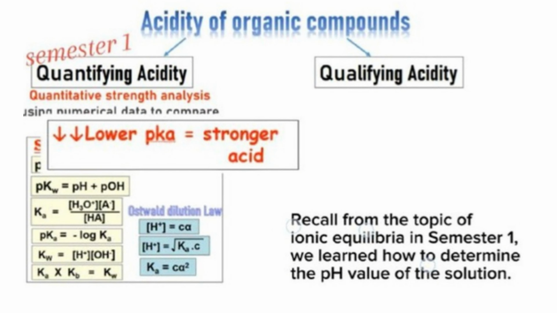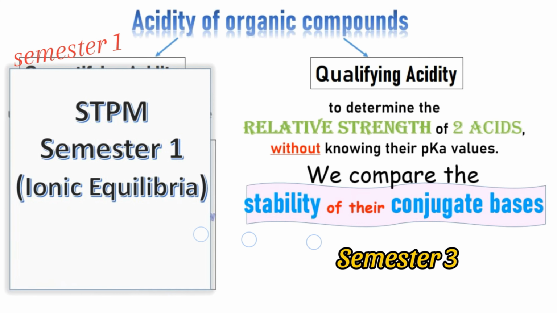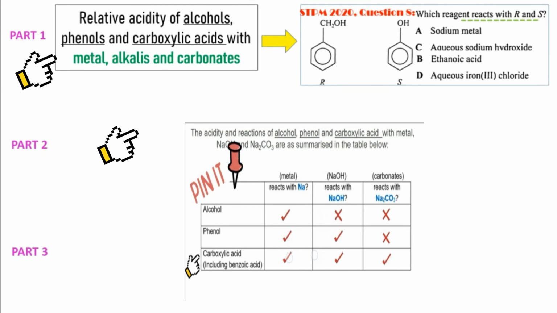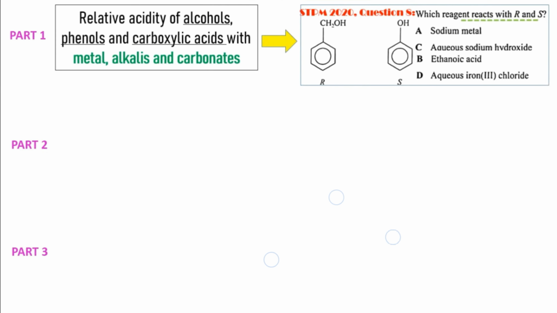My dear students, in semester 1, we compared the acidity of organic compounds by using the value of pKa or Ka. In this semester, we need to determine the relative strength of organic acids without knowing their pKa value. Therefore, we compare the stability of their conjugate bases. We already discussed part 1 in my last video. Now we will go to part 2.